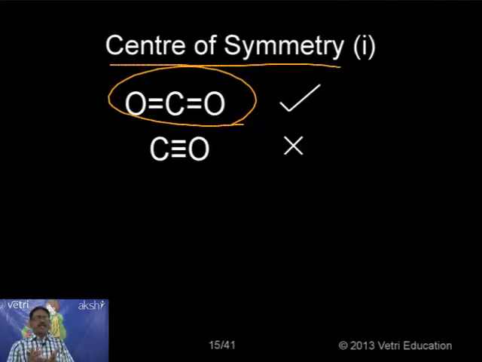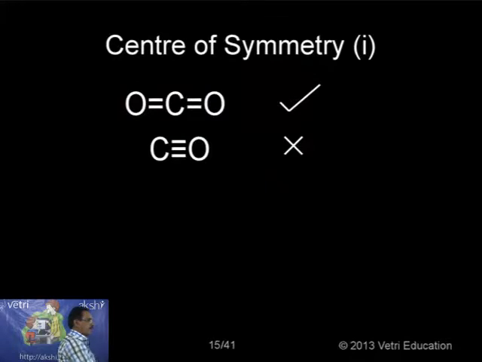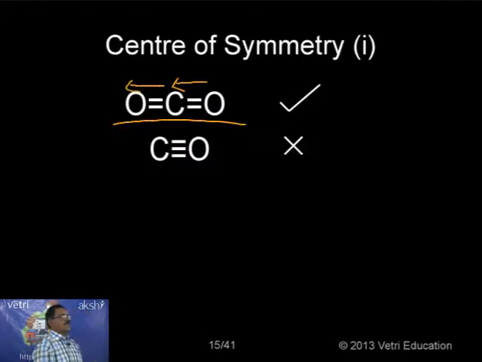You take any molecule; molecule means more than one atom. Move from one atom toward the center. After reaching the center, you move in the opposite direction the same distance you have moved already. If the same atom or group is present, then the particular molecule is said to have a center of symmetry. In carbon dioxide, I am moving from the oxygen toward the left. Carbon is the center. If I move in the opposite direction, again oxygen is there. So in both cases oxygen, and carbon is the center. So it has a center of symmetry.